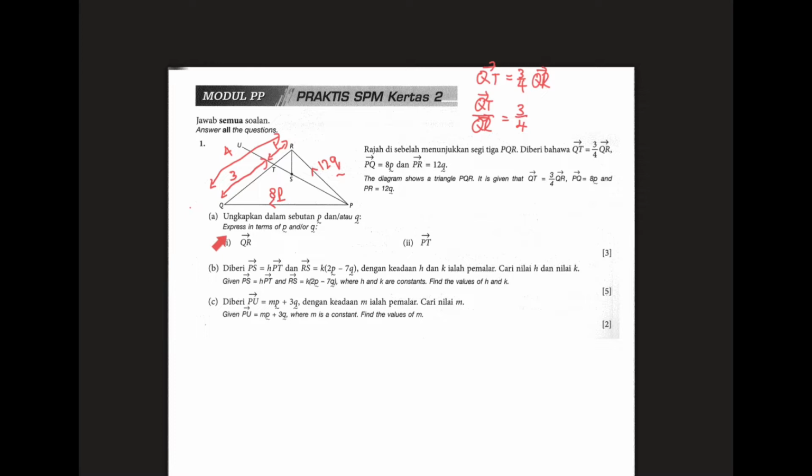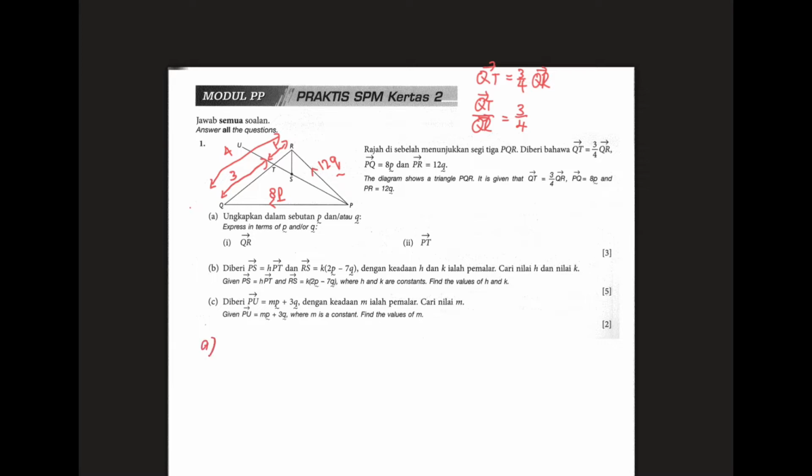A, express in terms of P and or Q, QR. QR. So let's see the diagram. QR is here to here. So this is easy. So you just do Q to P, P to R, and then you take this vector in the opposite direction and take this vector. Okay, so we write down the working in this way.